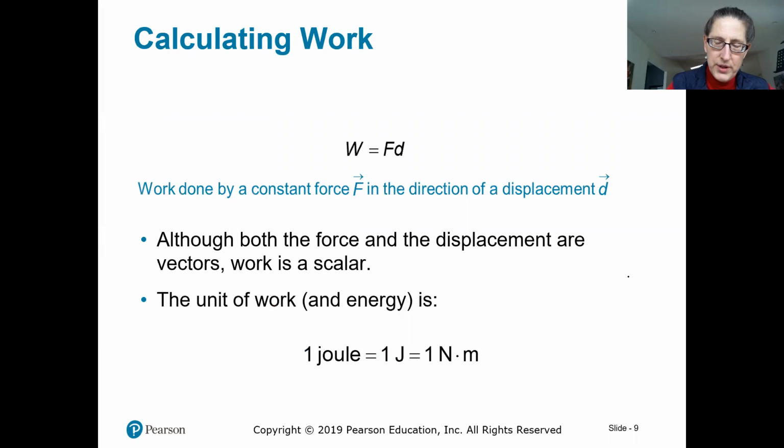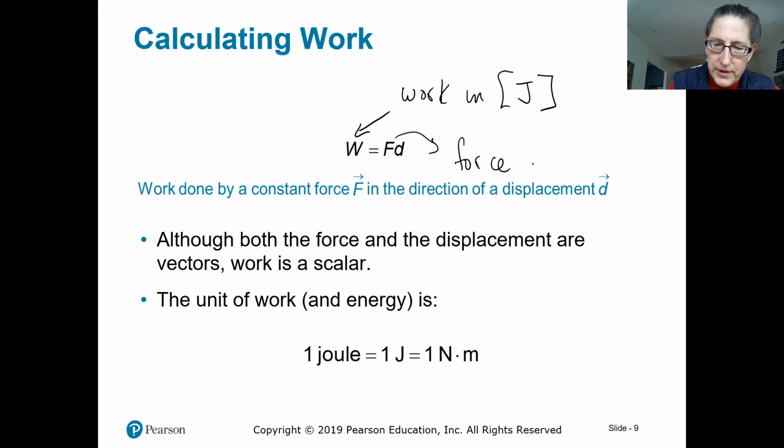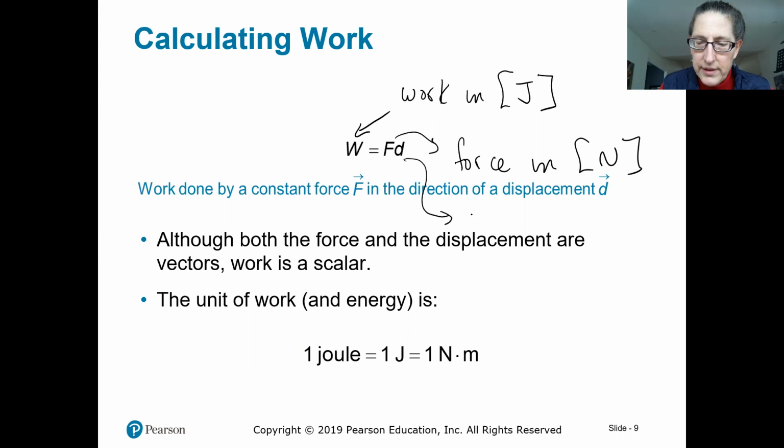Okay, so here's the equation. Work is force times distance. So I want to define these units. The W is work. The units for work are joules. F is force in newtons. And D here is going to be distance. Now they say displacement, and this will be in meters.